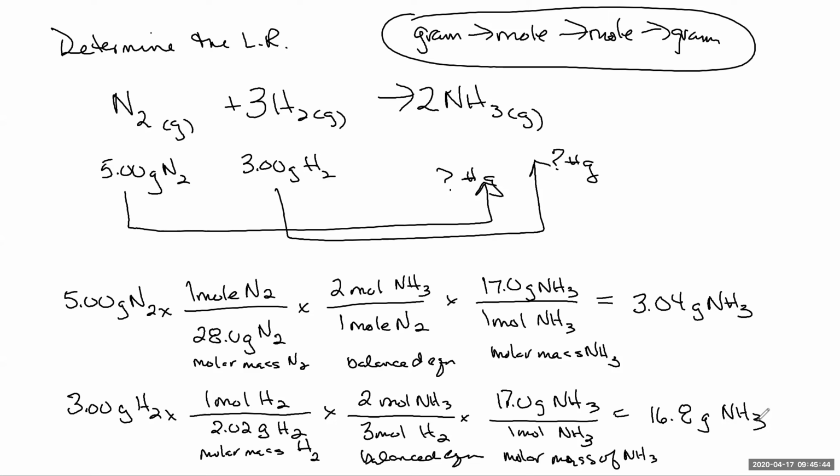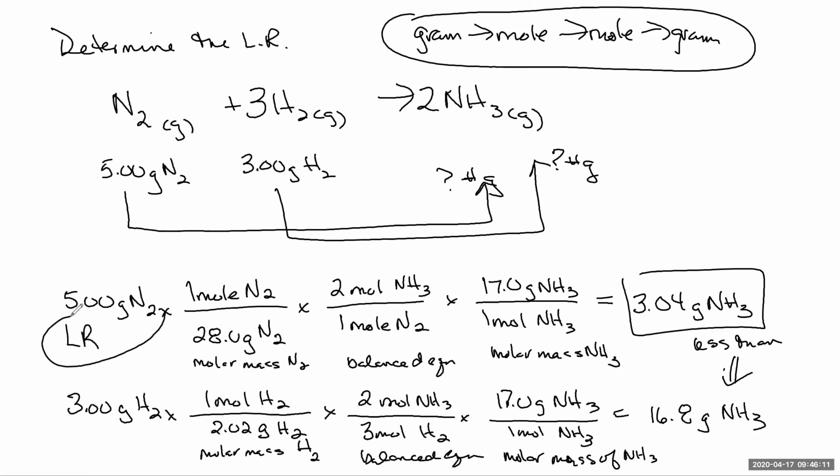Now, which of those is less? 3.04 is less than 16.8. So what's the maximum I could produce if I start with 5 grams of nitrogen? The most I could make is 3.04 grams. If I start with 3 grams of hydrogen, I could in fact make 16.8, but I wouldn't have enough nitrogen to make 16.8. So my limiting reagent is nitrogen, and 3.04 is the maximum amount of product that I could get.